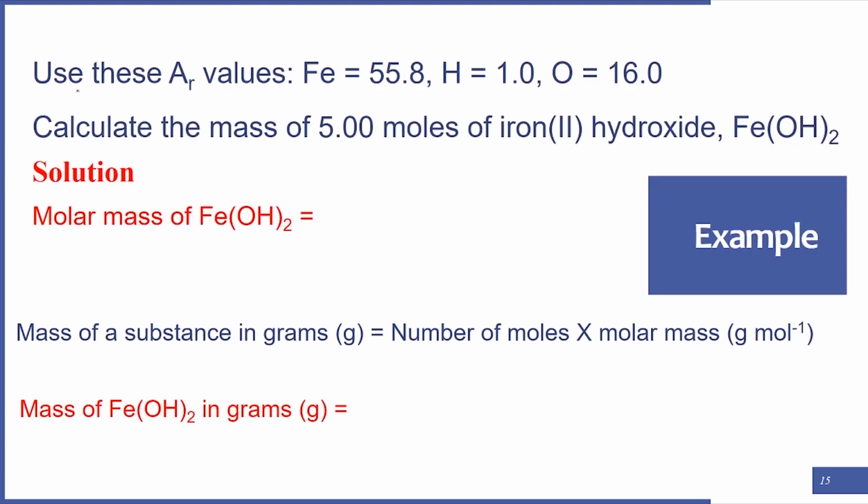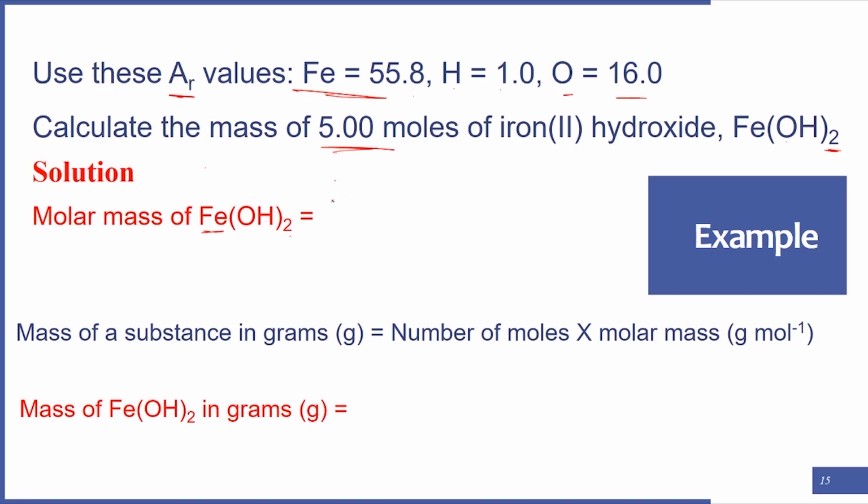Use these relative atomic mass values: iron 55.8, hydrogen 1, oxygen 16, to calculate the mass of 5 moles of iron(II) hydroxide, Fe(OH)2. From the formula, you can see that we have 1 iron atom, 2 oxygen atoms, and 2 hydrogen atoms.